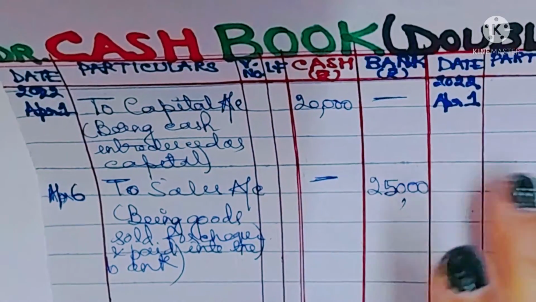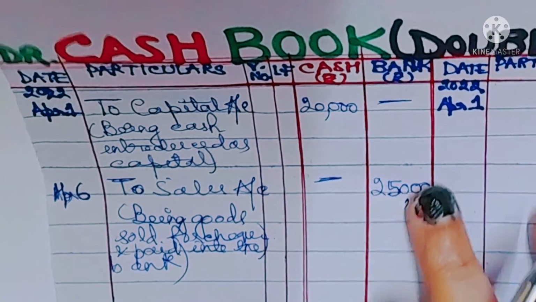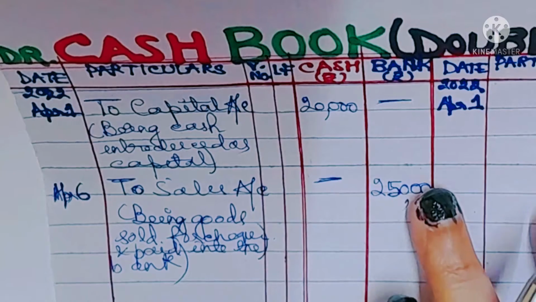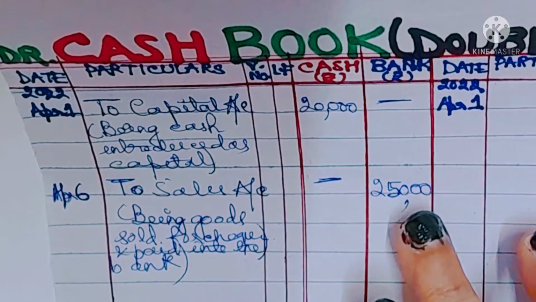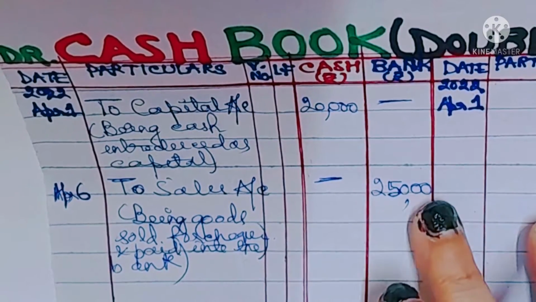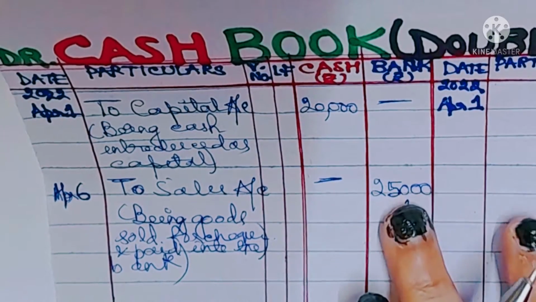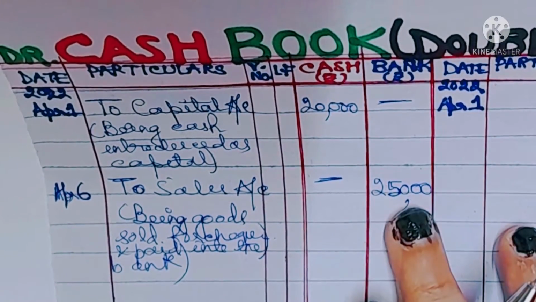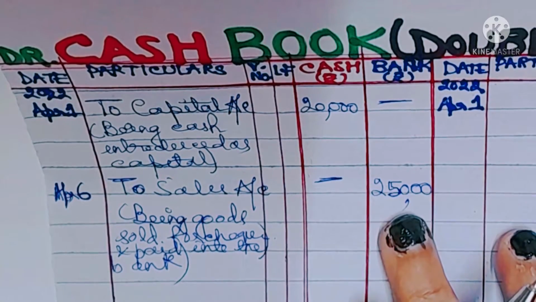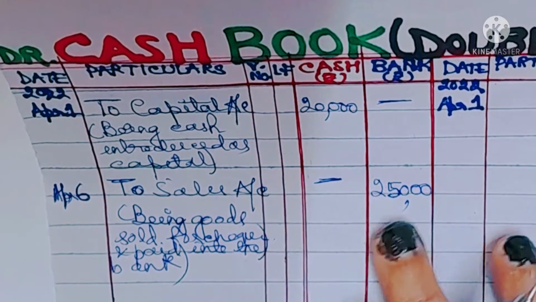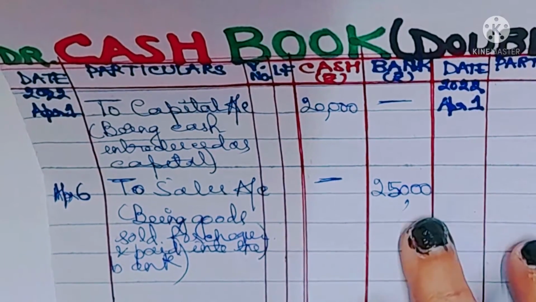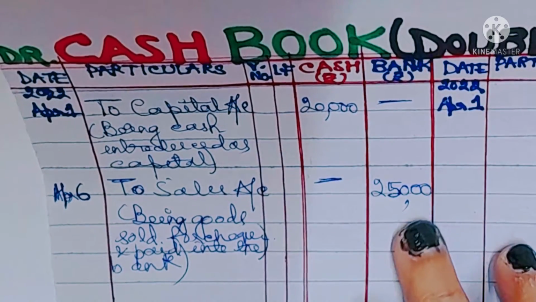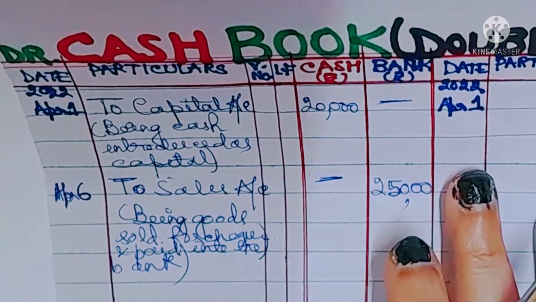Moreover, bank column represents bank account. So bank account comes under personal account. According to personal account, the receiver of the benefit is debit. Here, when goods are sold for cheque and which was immediately paid into the bank, the bank is the receiver of cash. So the bank is the receiver of the benefit. So bank account will be debited by 25,000. Okay? Now let's see the next transaction.